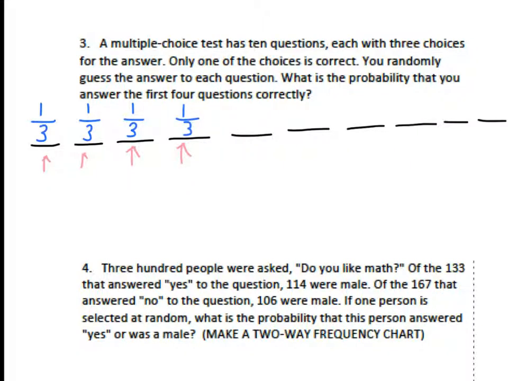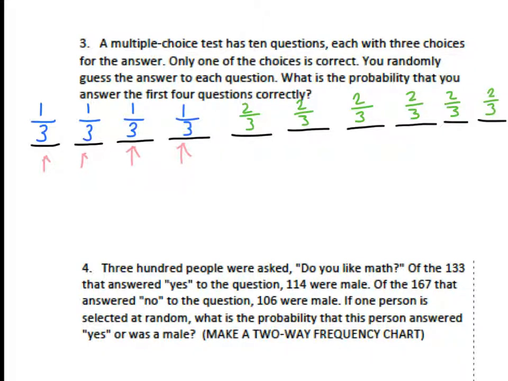where the probability for the 5th question is 2/3, because we only care about answering the first 4 questions correctly. And the probability of answering the next one is 2/3. And the next one is 2/3, 2/3, 2/3, and 2/3. Those are all 2/3 because there are 2 incorrect answers and 1 correct answer.